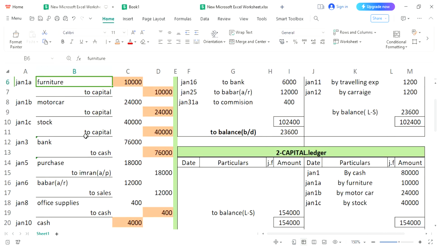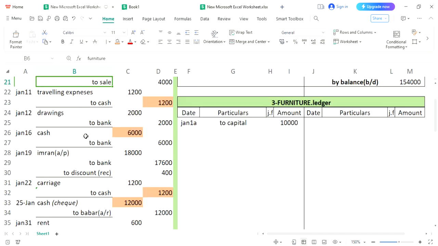It means there was only one entry related to furniture, and we have posted that amount on the debit side of furniture. Posting for furniture is completed. It's time to calculate the balance. No matter if it is 1 entry, 2 entries or 3 entries, you will have to follow the same steps. The first step is to calculate the sum of both sides.